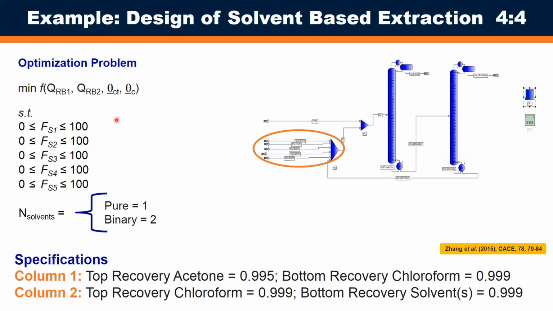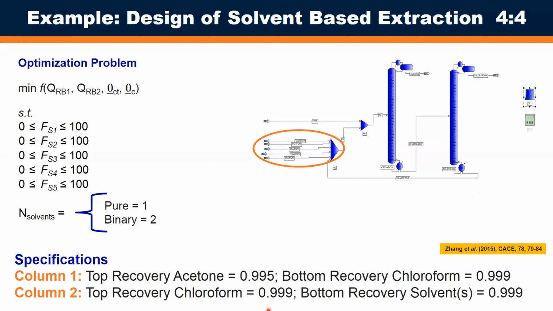And we have constraints on how much of the 5 candidate solvents we use, and we can use the number of solvents either as a pure solvent, or we can do a mixture of 2. The specifications are, for the first column, we want almost 100% recovery of acetone at the top, and all of the chloroform going out the bottom.